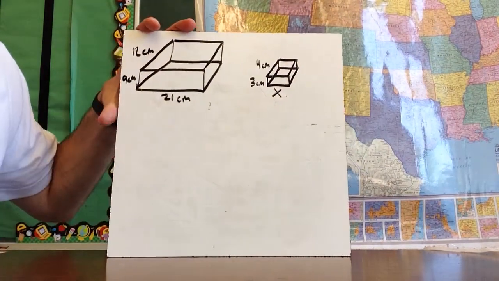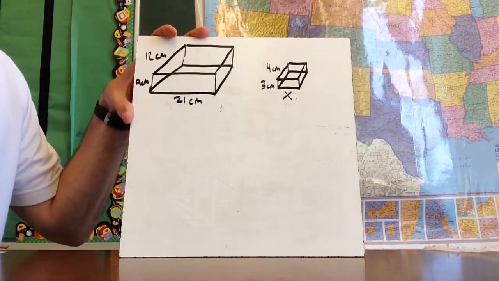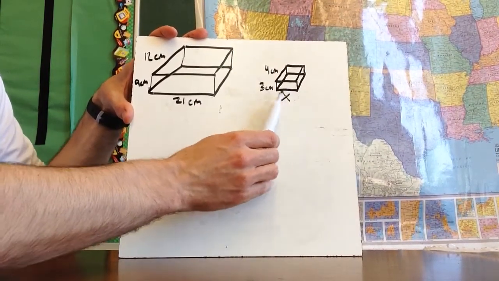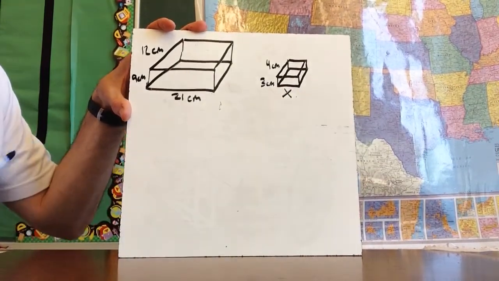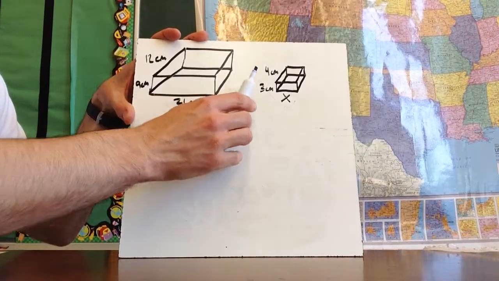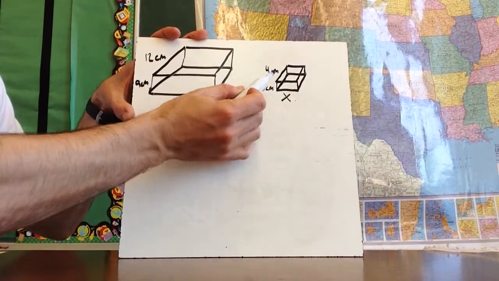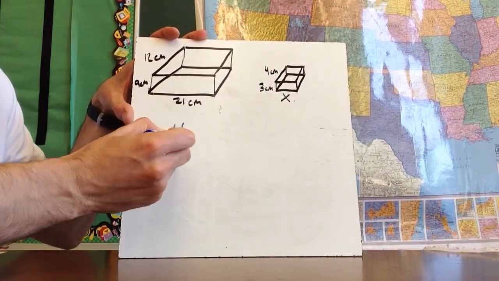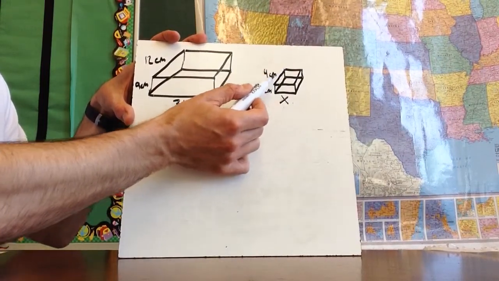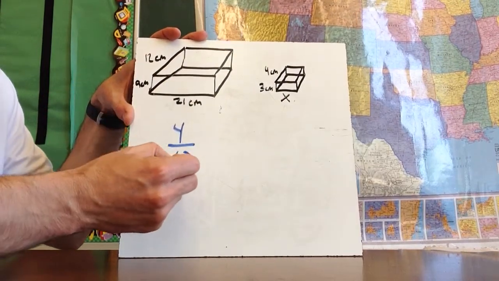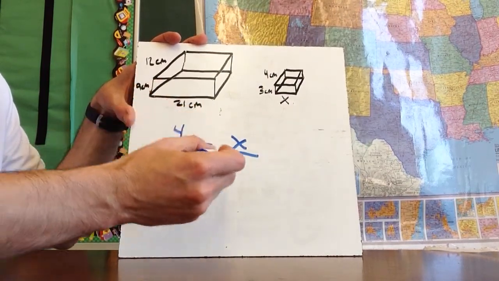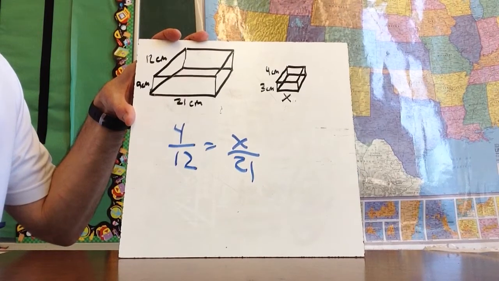Another way you might get it, and here we have rectangular prisms, is you want to find the missing value. Depending on how you're looking at it, this is kind of the width of the base. A couple of ways that you could set this up: one is you could take the depth of the smaller prism, that 4, and the 12 would be the length of the larger one, equals the width here over the width of the larger one, right?